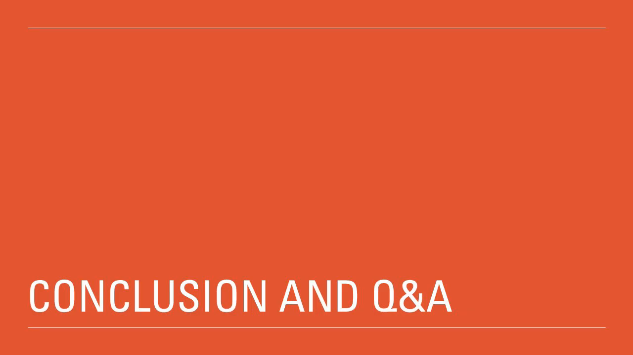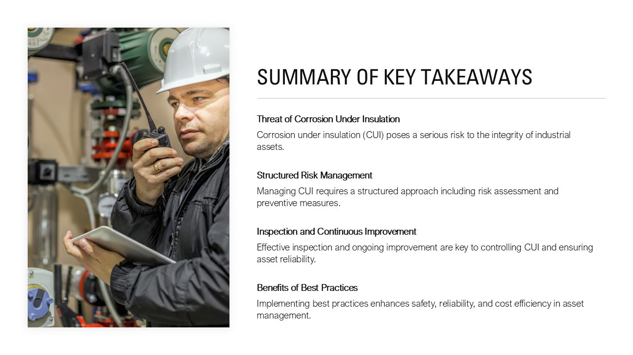To summarize, CUI is a serious threat, but structured risk management, preventive measures, and continuous improvement can control it effectively. CUI is a significant threat to asset integrity, but it can be managed through a structured approach involving risk assessment, preventive measures, effective inspection, and continuous improvement. Implementing best practices ensures safety, reliability, and cost efficiency.